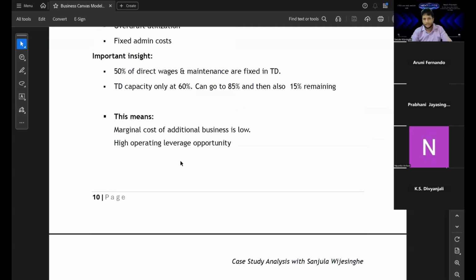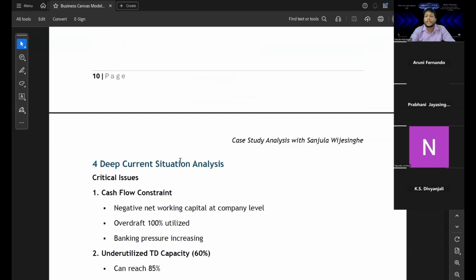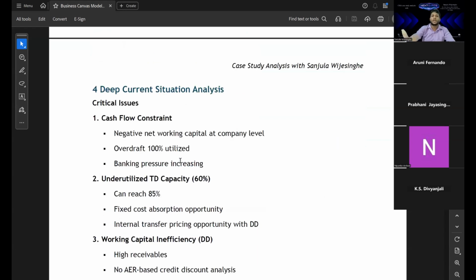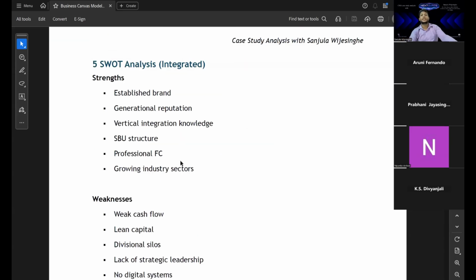Now just leave it. Those are the critical issues. Remember, those are the critical issues. Under strategic issues we discussed almost all things and how to overcome them. Now you see here the integrated SWOT analysis, that means both divisions together. Strength: established brand.